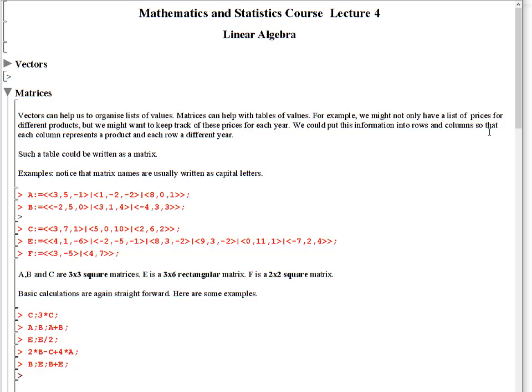Okay, so in the first part of the lecture, I showed you that vectors help to organise lists of values. So matrices help with tables of values. For example, you might have a list of prices for different products, which you could use a vector to store. Then you might want to have prices for each year. So you have lots of products and lots of years, and you can put that into rows and columns. Each column has a product and each row has a different year. That gives you a table, and you could write that as a matrix.